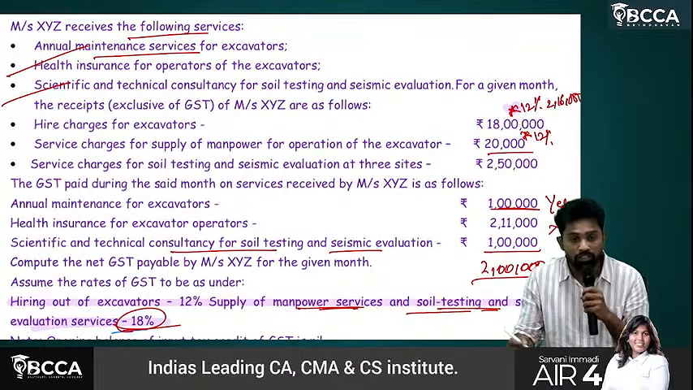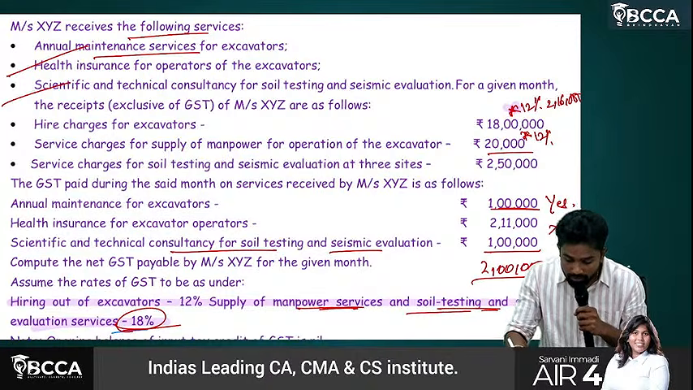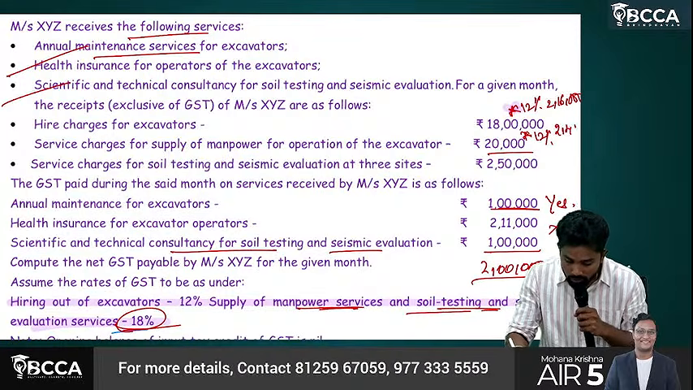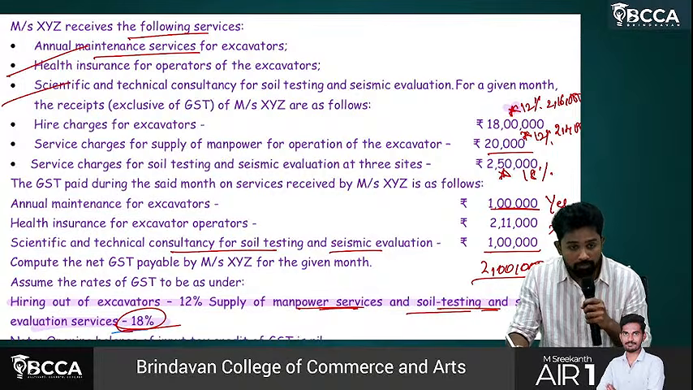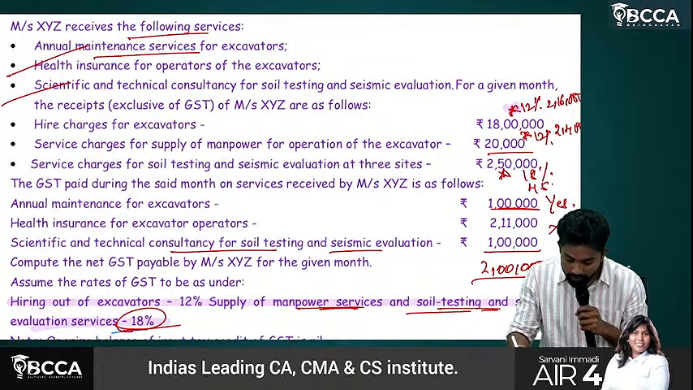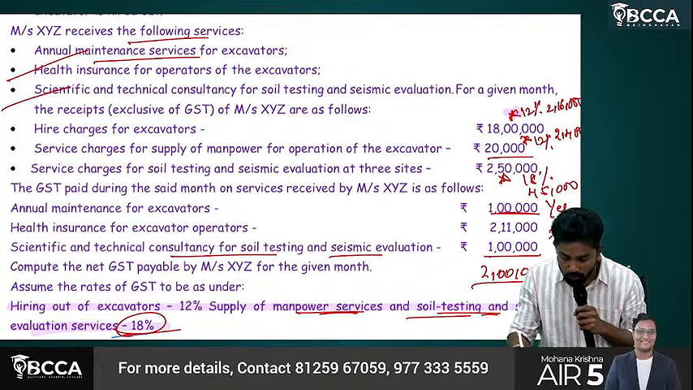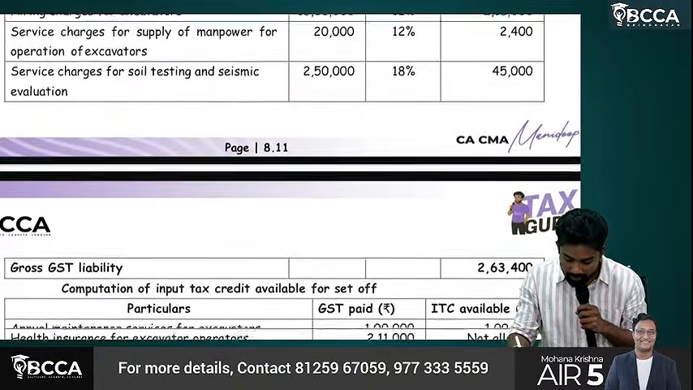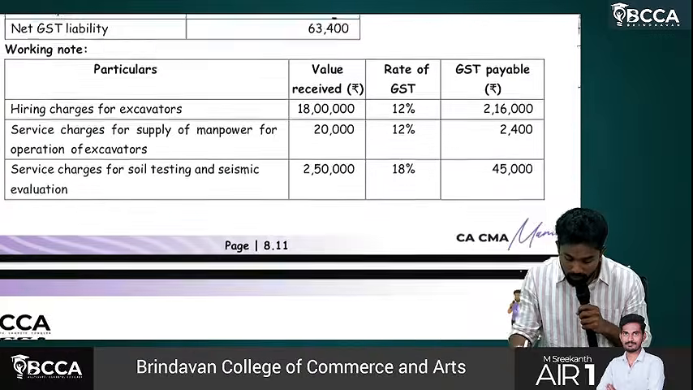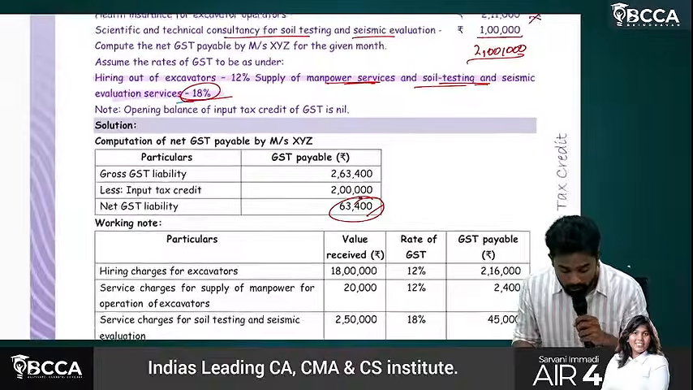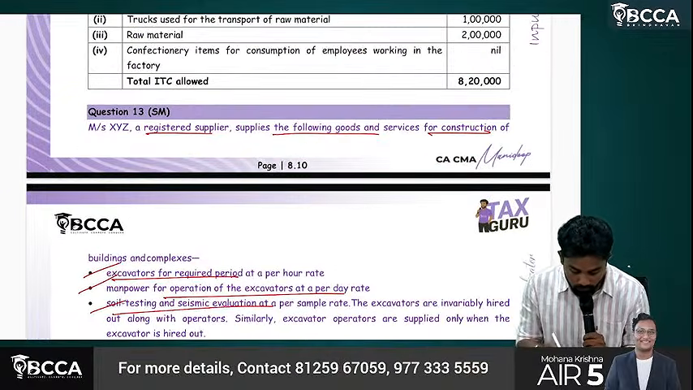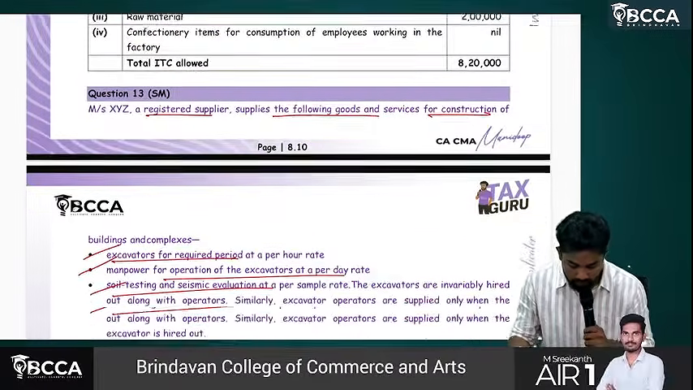So on this 20,000 also, 12 percent only. How much, sir? 2,400. Whereas on this 2,50,000, 18 percent. How much? 45,000. From there, if you subtract the 2 lakhs as input tax credit, then the final tax payable is how much, sir? 2,63,400 minus 2 lakhs. The tax liability is 63,400. So question 13 also we have solved.